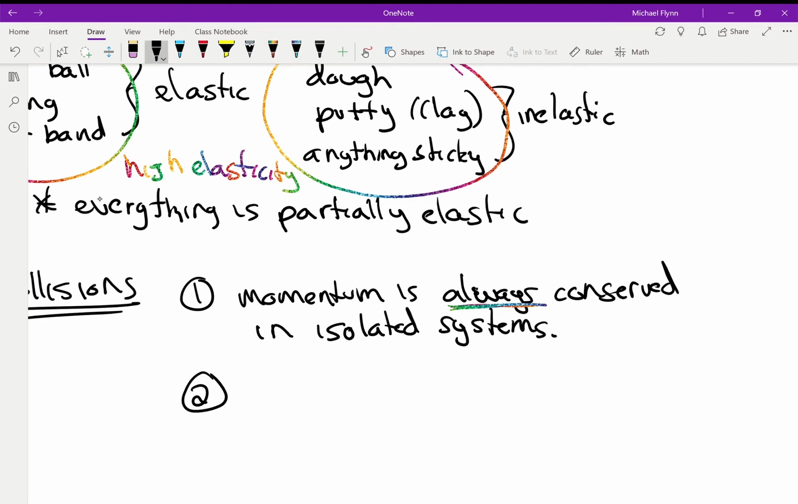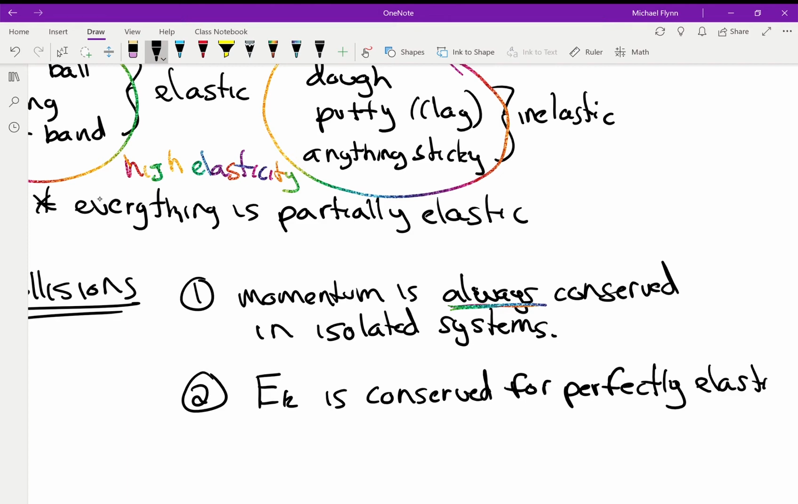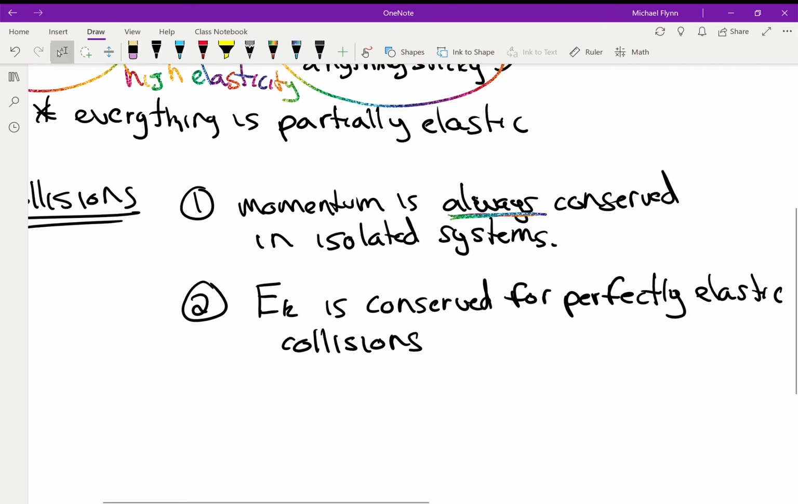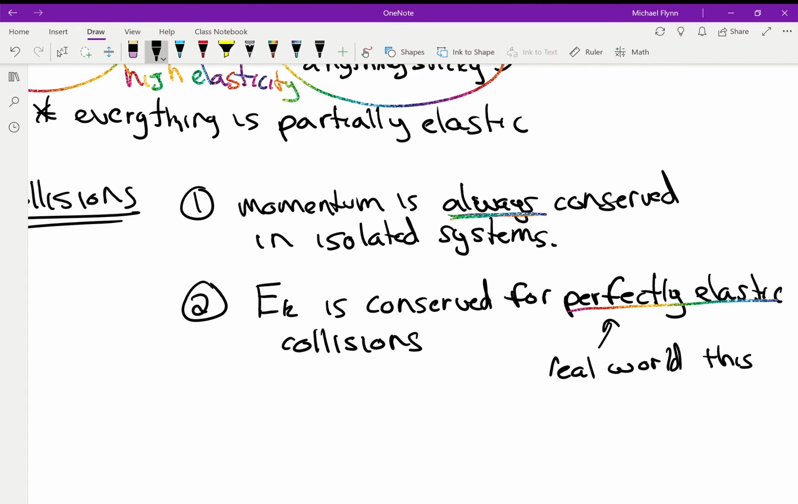Number two, EK is conserved for what we call perfectly elastic collisions. Okay, so let me try to explain that to you. It has to be perfectly elastic, and actually in real life, in the real world, this never happens. But it can almost happen. You can get an almost perfectly elastic collision.